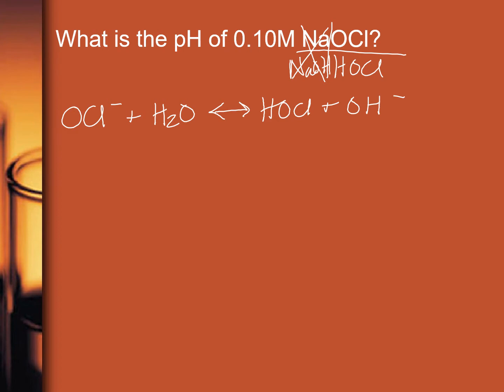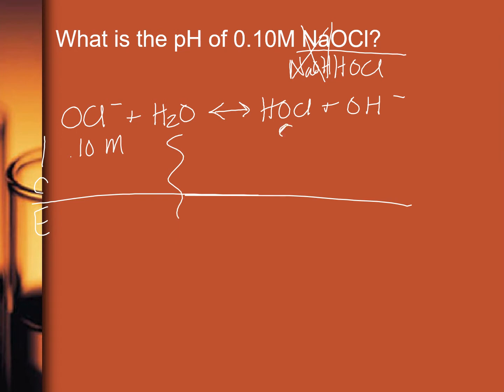So we have 0.1 molar OCl negative because that's what we started out with. Remember, we ignore water because it's a liquid, and we didn't have any of our ions at the beginning. So we know that we're going to be adding our products and subtracting, sorry, my finger touched it, from our reactants. So our equilibrium amount should be 0.10 minus X. Our products will be X and X.